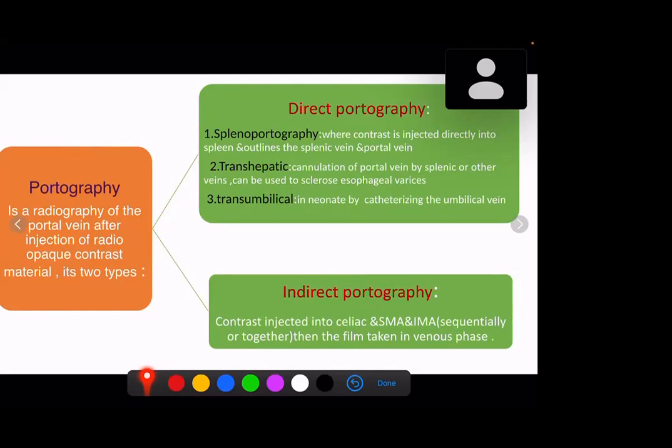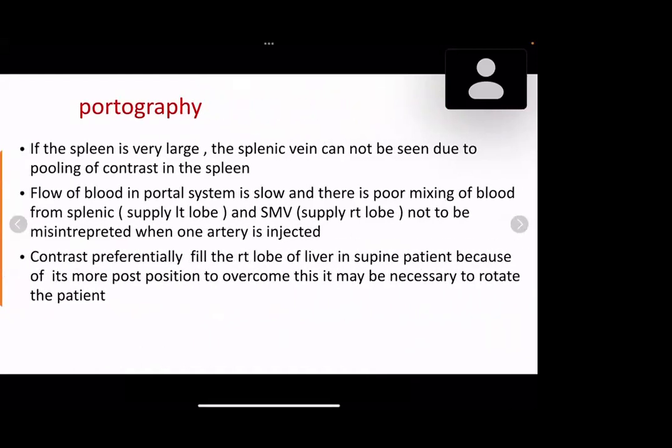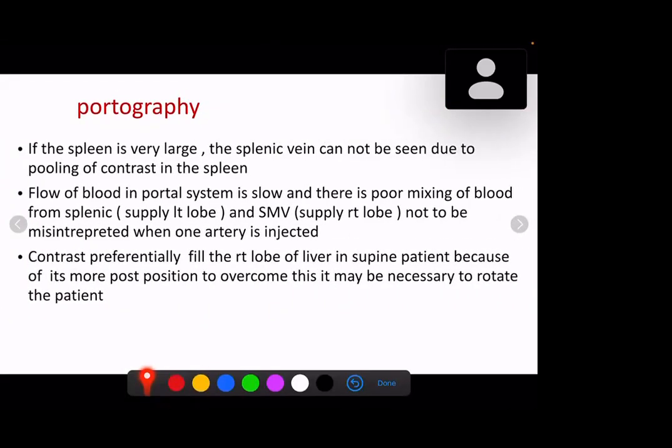An indirect portography is by injecting the contrast into the arteries, either celiac, superior mesenteric, and inferior mesenteric, sequentially or together, and the film usually is taken in the venous phase. Usually we prefer the mesenteric artery because it is the direct continuation of the portal vein. In portography, sometimes if the spleen is very large, the splenic vein cannot be seen because of the pooling of contrast inside the spleen.